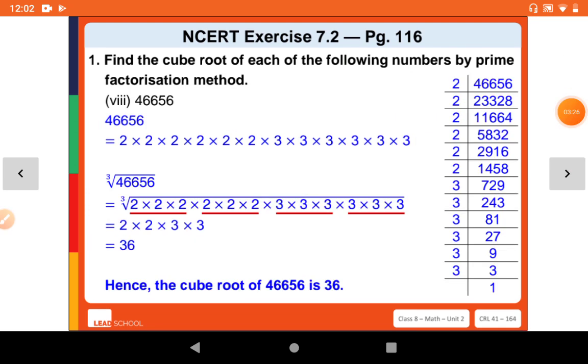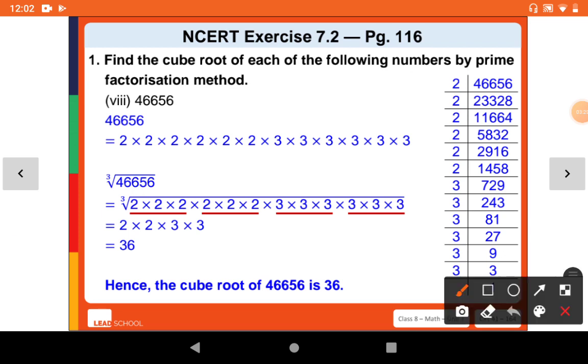Here is part number 8, 46,656. The prime factorization of this number is also somewhat long. You can match, and then the cube root of this number is 36.